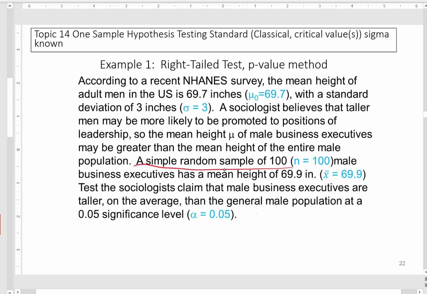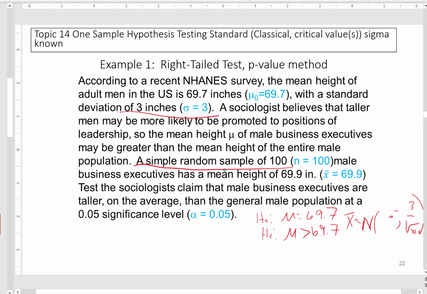So now I can state my null hypothesis and my alternative. We're going to assume that the mean height of the businessmen is 69.7, but we want to test the sociologist's claim that businessmen are actually taller. So we have to give proof that our mean is actually greater than 69.7 for businessmen. And since all my conditions are met, I now can describe completely this null hypothesis. It's going to be normally distributed with a mean of 69.7 and a standard deviation of the sampling distribution, that standard error, of sigma, which is 3, divided by the square root of the sample size.